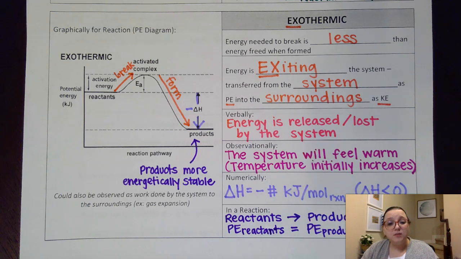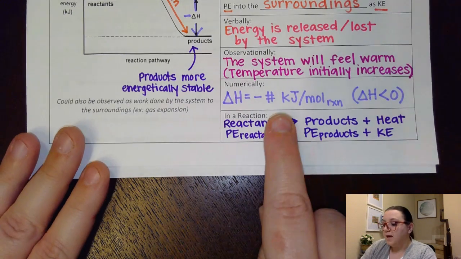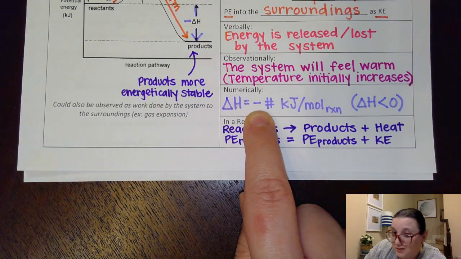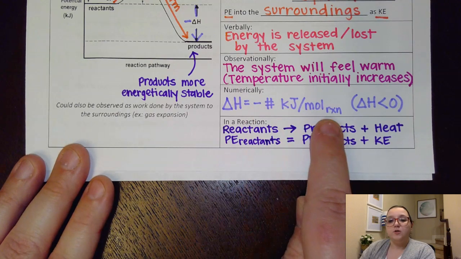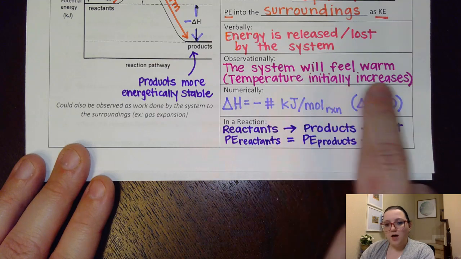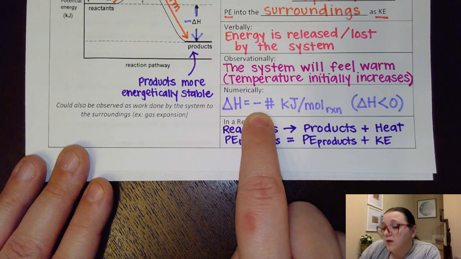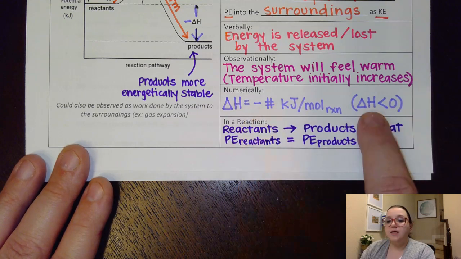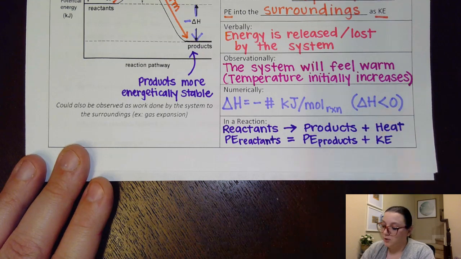And so what that means for our temperature is that our temperature would initially increase. If I had a thermometer present in an exothermic reaction, I would notice that the temperature would increase on it. Now, numerically, because it was lost by the system, we would give this a negative number of kilojoules per mole. So be very careful there. Temperature went up, that's a positive change, but we would say that the heat change by the system is negative. Or you could say that the delta H is less than 0.